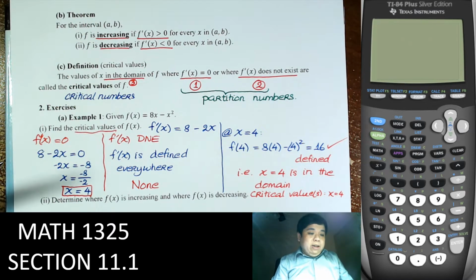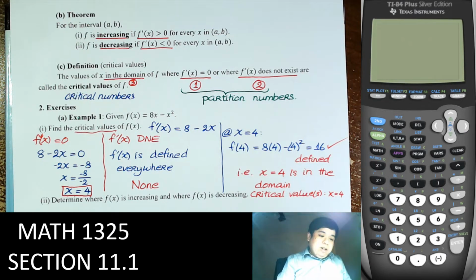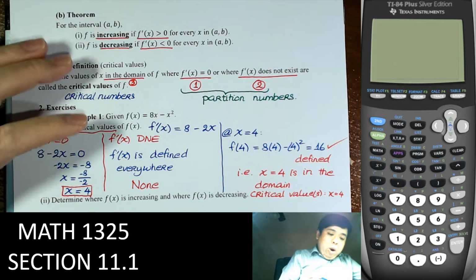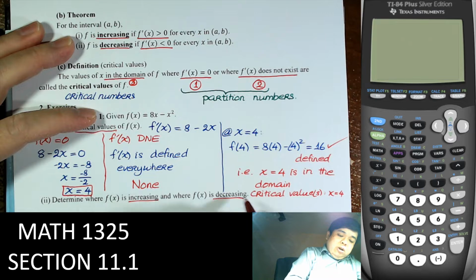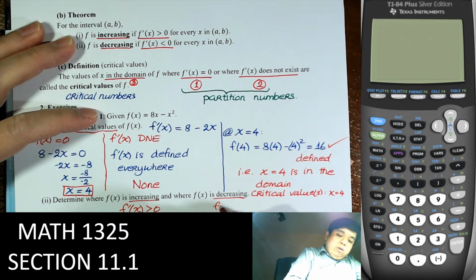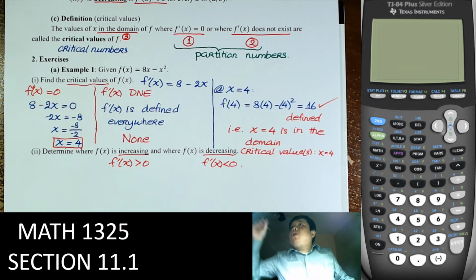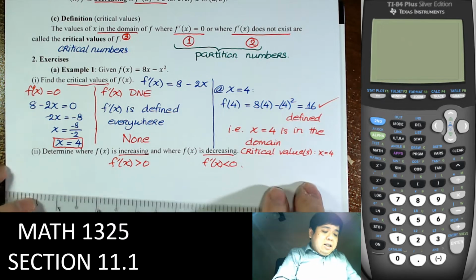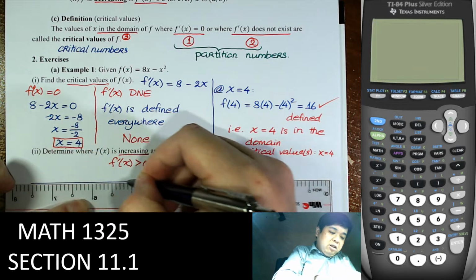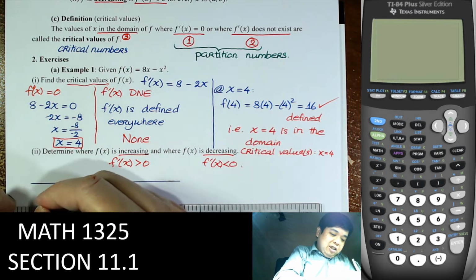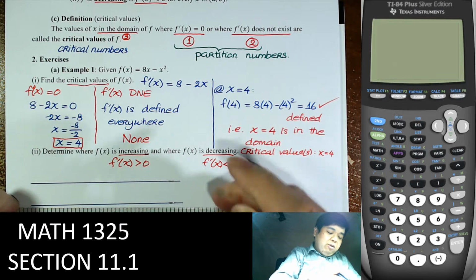So derivative equal to 0 or does not exist. Make sure it is in the domain if we want to find the critical values. Now, next we determine where the function is increasing and where the function is decreasing. Increasing is where the derivative is positive, and decreasing is where the derivative is negative. For that, we will construct a sign chart, like we did in one of the sections before. We just make a sign chart for the derivative.